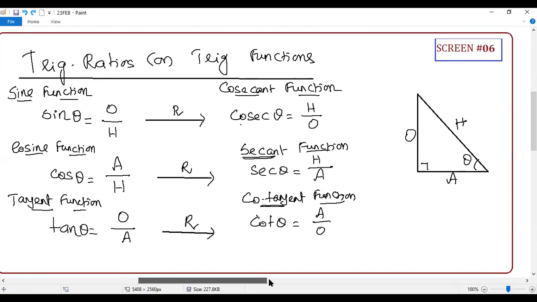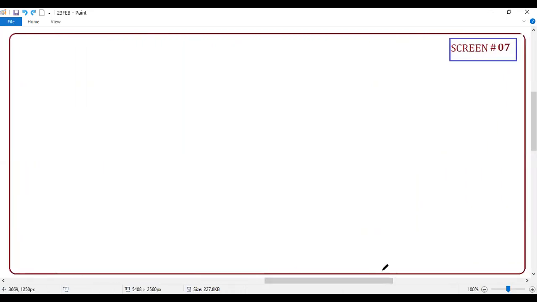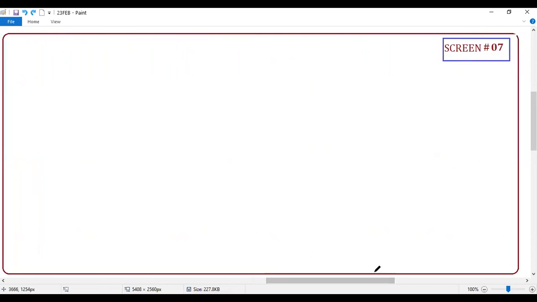Now we are going to see the next important concept, student. Today all the concepts will be covered. Trigonometry, a powerful concept you are going to learn. Next, what is very important? Listen carefully. If I say this is theta, this is 90 degree and this is the hypotenuse, this is H, this is opposite and this is adjacent. Agree with me or not?